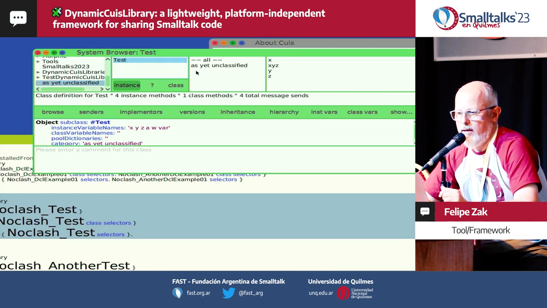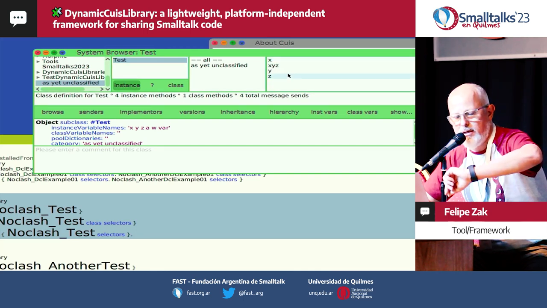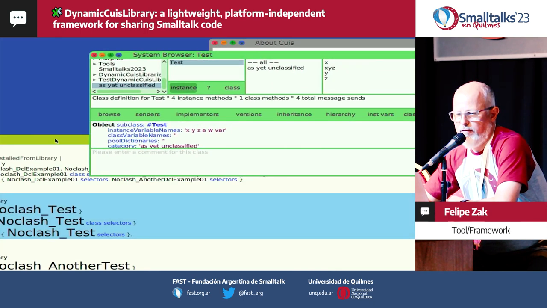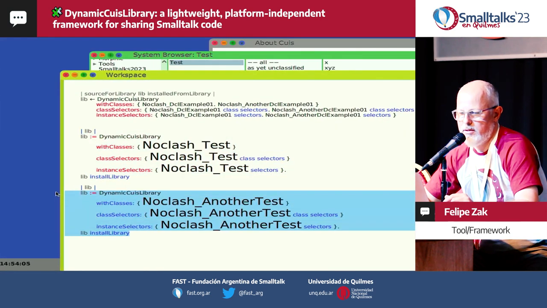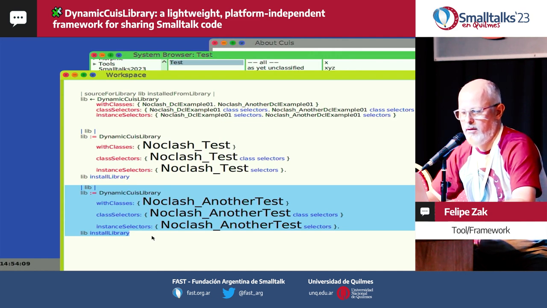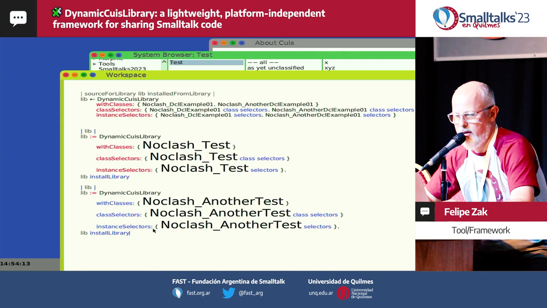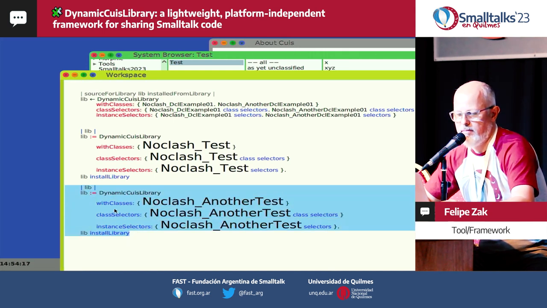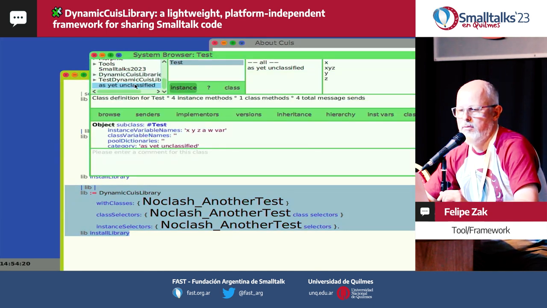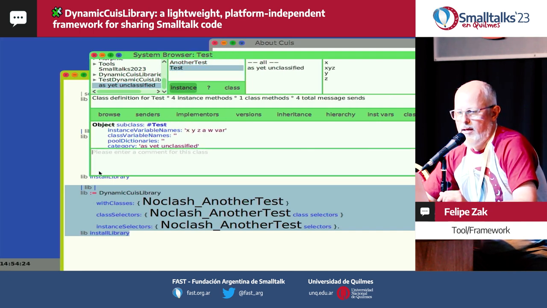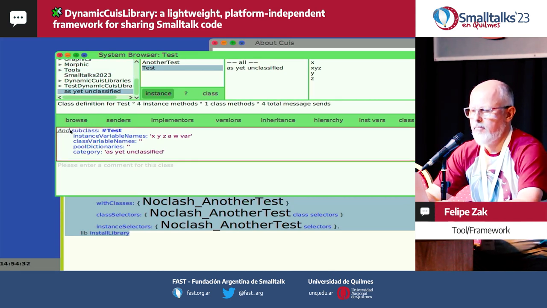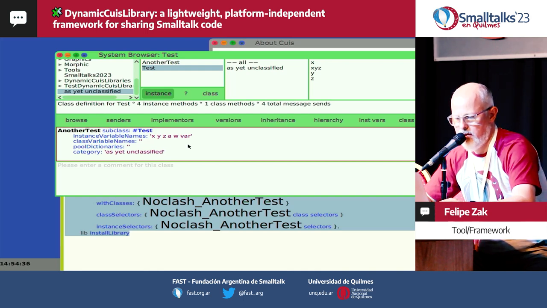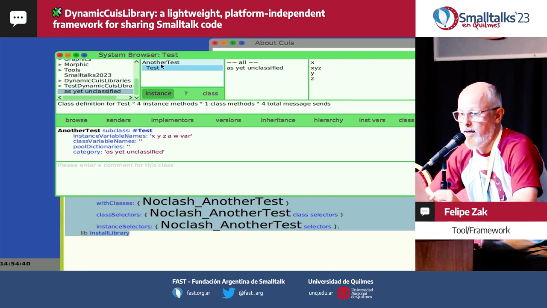In the same way for methods, if I add a method and I re-execute, it will be added. Let's test, for instance, if I change the superclass of this class. For that, I will materialize another class. I have created this other class, but I didn't materialize it. So let's do that. Here it is. So if I change the superclass of the test now, it puts here another test. So now the superclass is another test.